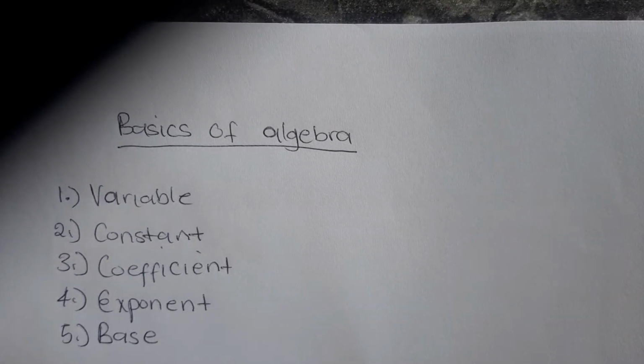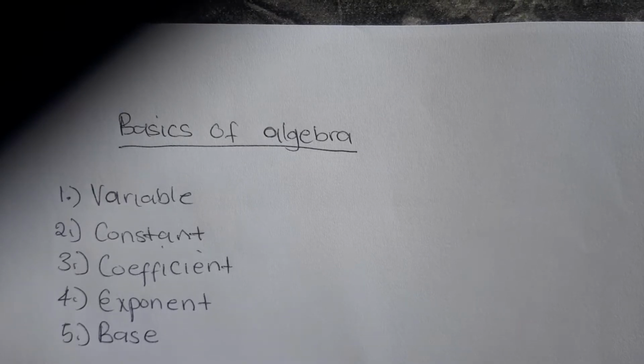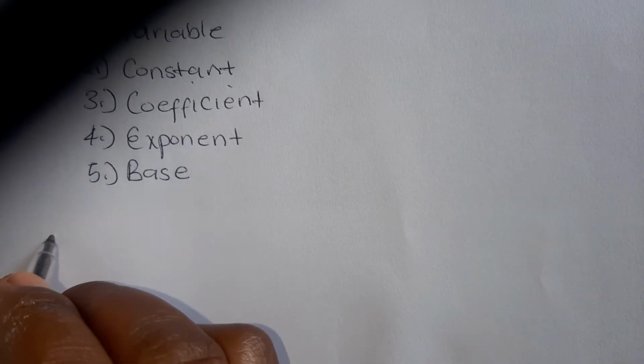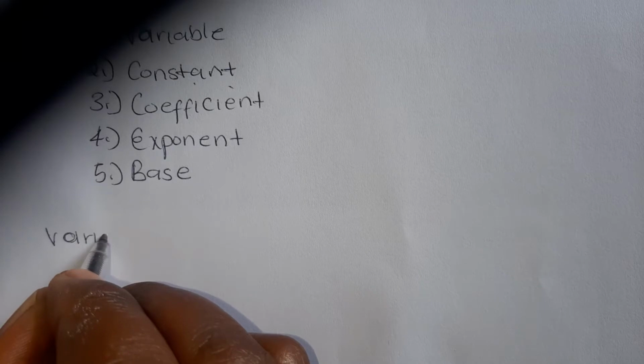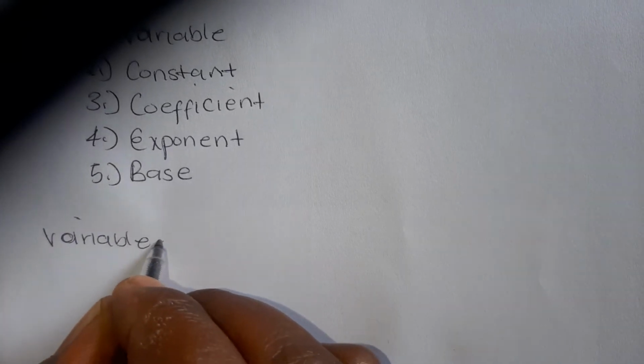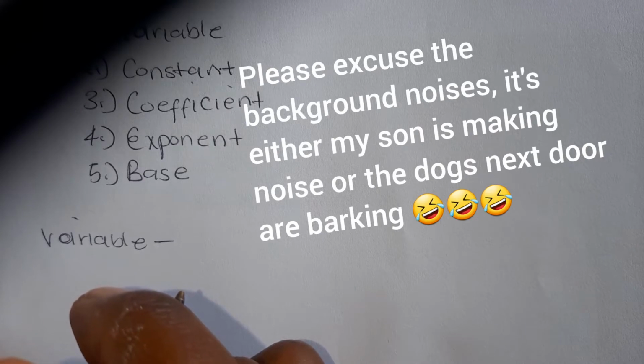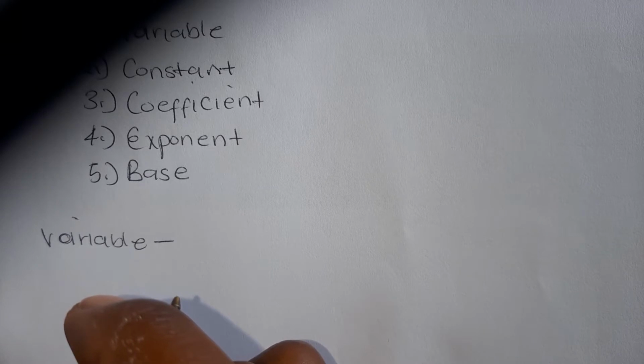So guys, these 5 terms are the terminologies that we will be using throughout the mathematics subject. So it's very, very important to know them. So let's firstly define a variable. A variable is a symbol or alphabet that represents a quantity in mathematics that is unknown.